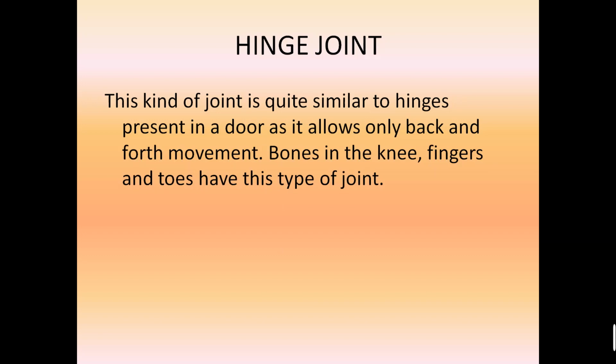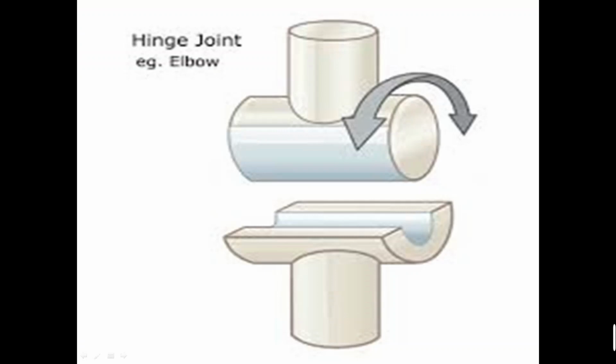Hinge joint. This kind of joint is quite similar to the hinges present in a door, as it allows only back and forth movement. Bones in the knee, fingers and toes have this type of joint. So this is the image of hinge joint and the examples are elbow, knees, etc.